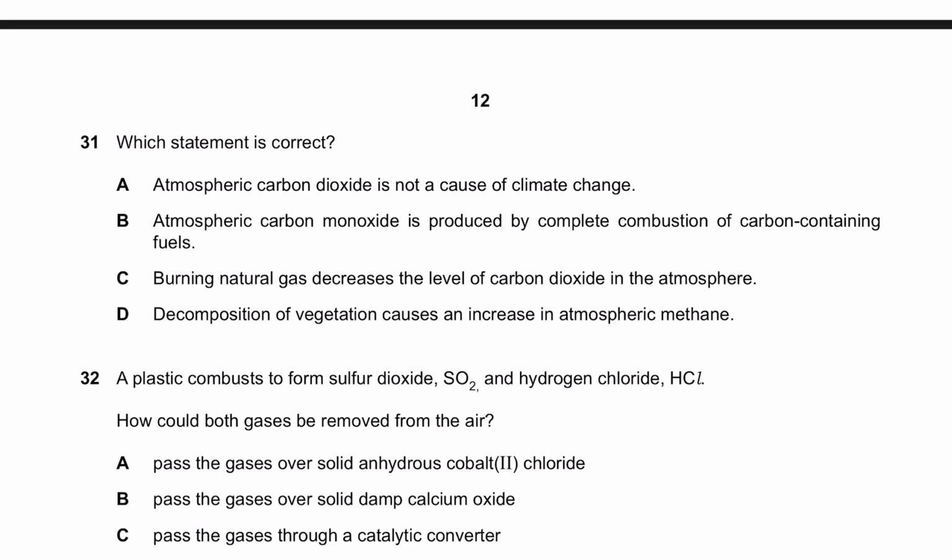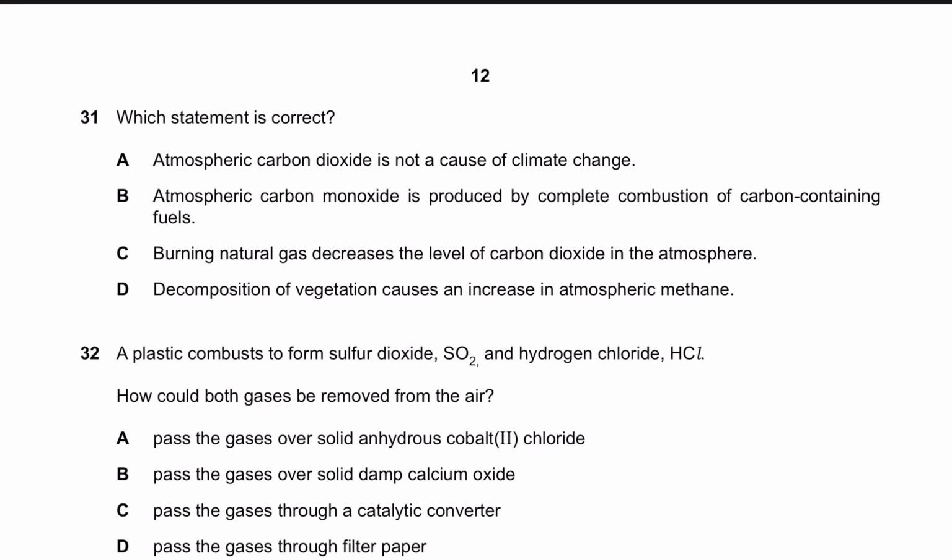Which statement is correct? Atmospheric carbon dioxide is not a cause. That's so wrong. Atmospheric carbon dioxide is a cause of climate change. So A is wrong. Atmospheric carbon monoxide is produced by incomplete combustion of carbon containing fuels. Burning natural gas decreases the level of... natural gas is a fossil fuel, right? Natural gas is largely methane. Methane, if it burns, does not decrease carbon dioxide, it increases carbon dioxide and water.